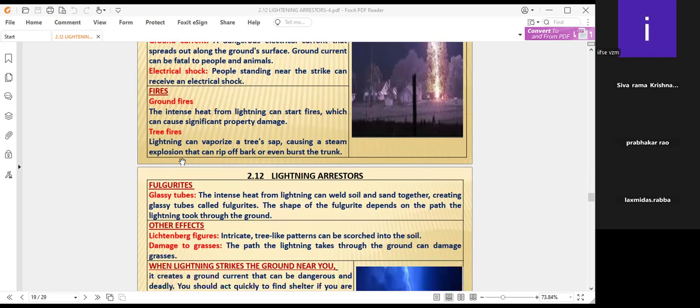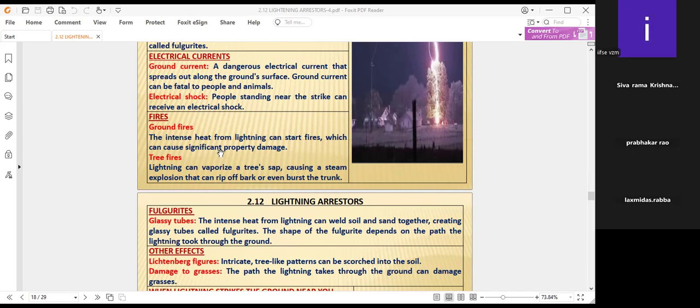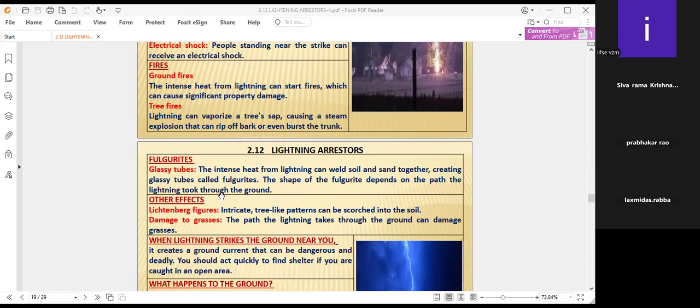Tree fires also. That means lightning can vaporize the tree sap, causing a steam explosion that can strip off bark and split the trunk. These are the tree effects also. Persons are not there, but the trees will be affected also.